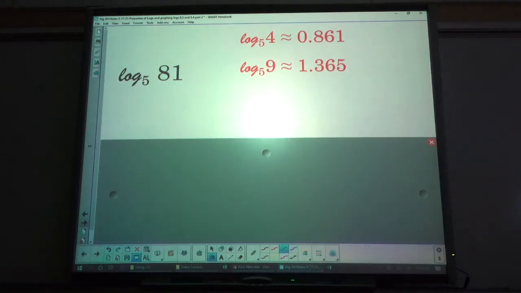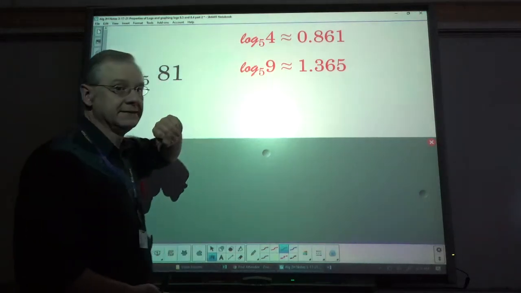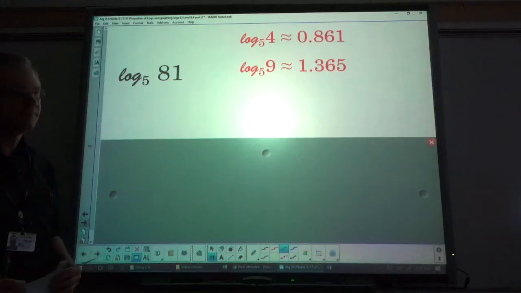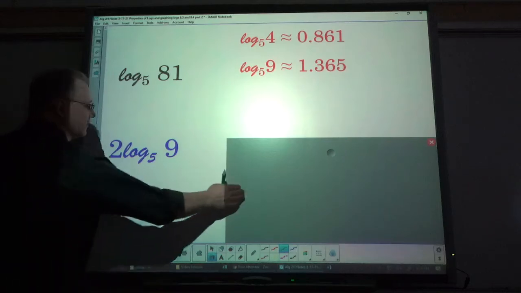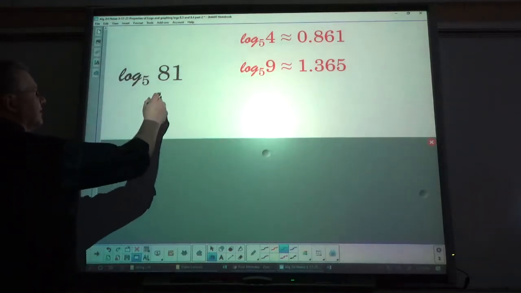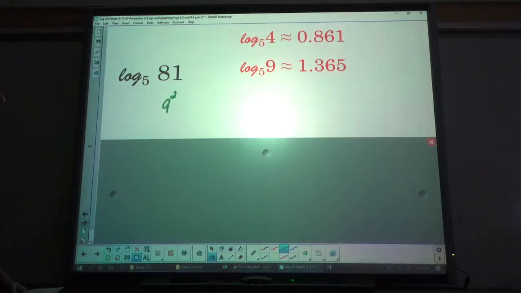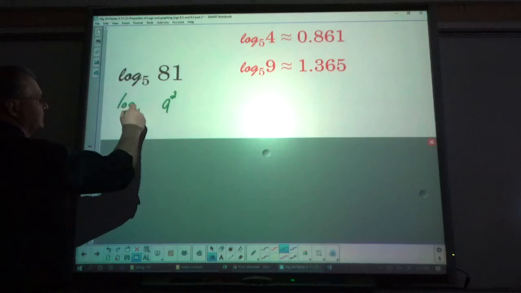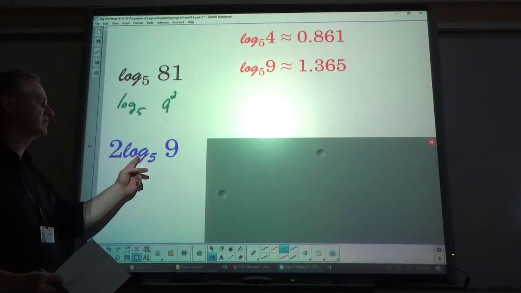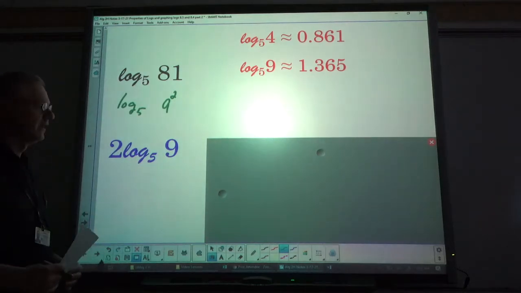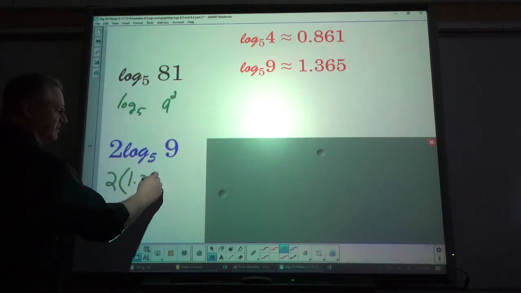Well, can you think of something that you can do with either 4 or 9 to get 81? Some of you would have said that 81 is 9 to the 2nd. Okay, so log base 5 of 9 to the 2nd, I can rewrite that as 2 times log base 5 of 9. And that means 2 times 1.365.